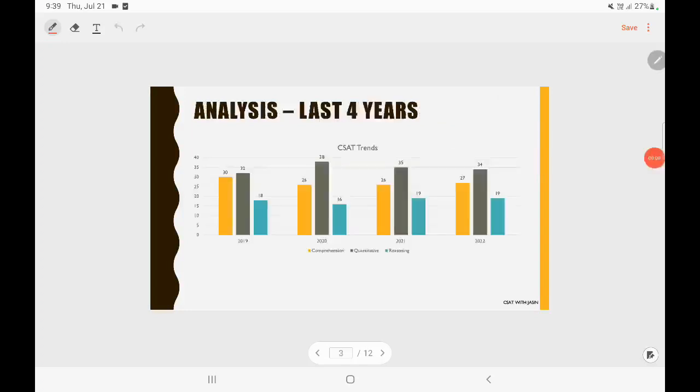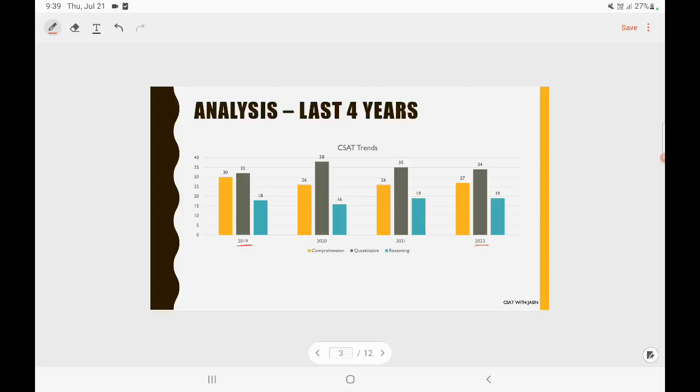Okay. We will look into the analysis part now. So this is the analysis of the last 4 years of question papers from 2019 to 2022. I started from 2019 because UPSC actually changed the pattern of questions from 2019. If you see 2018 questions and the 2019 question paper, there are some differences. So I just started from 2019.